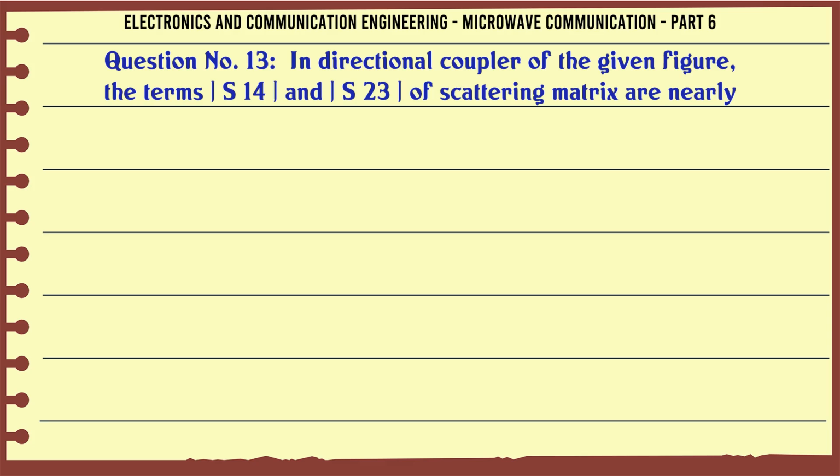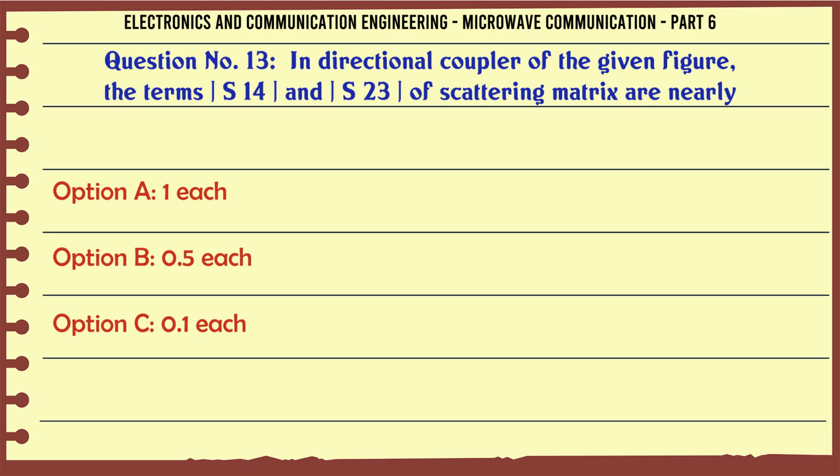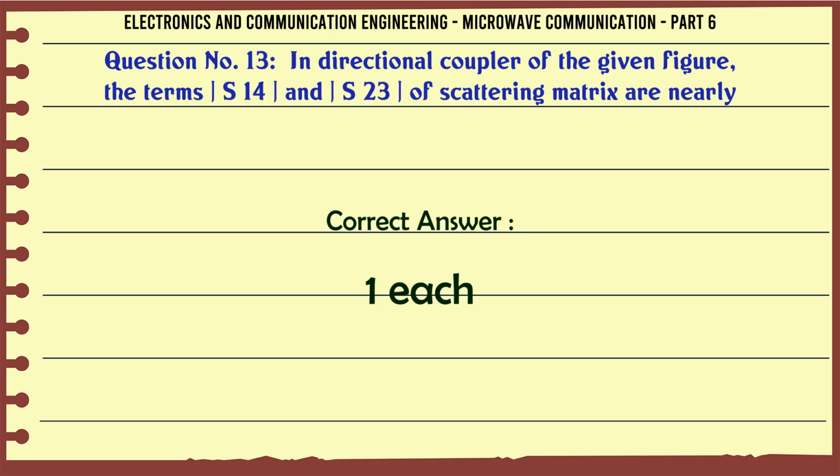In directional coupler of the given figure, the terms S14 and S23 of scattering matrix are nearly A. 1 each, B. 0.5 each, C. 0.1 each, D. 1 and 0.5 respectively. The correct answer is 1 each.